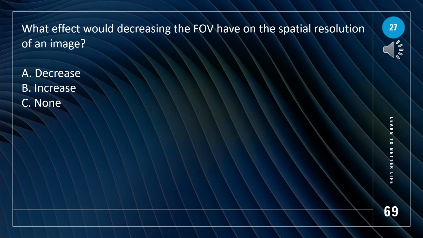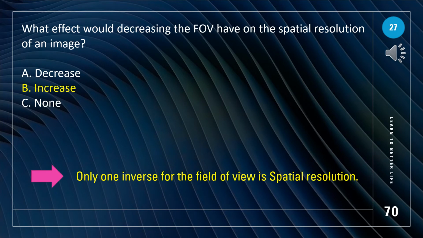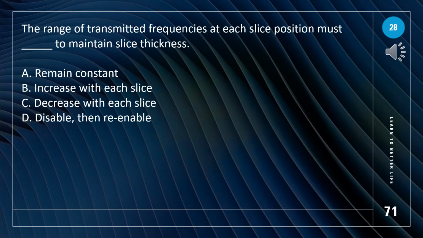What effect would decreasing the field of view have on the spatial resolution of an image? A. Decrease, B. Increase, or C. None? Increase. Field of view has an inverse relationship with spatial resolution. The range of transmitted frequencies at each slice position must what to maintain slice thickness? A. Remain constant. B. Increase with each slice. C. Decrease with each slice. D. Disable, then re-enable. The answer is A. Remain constant.